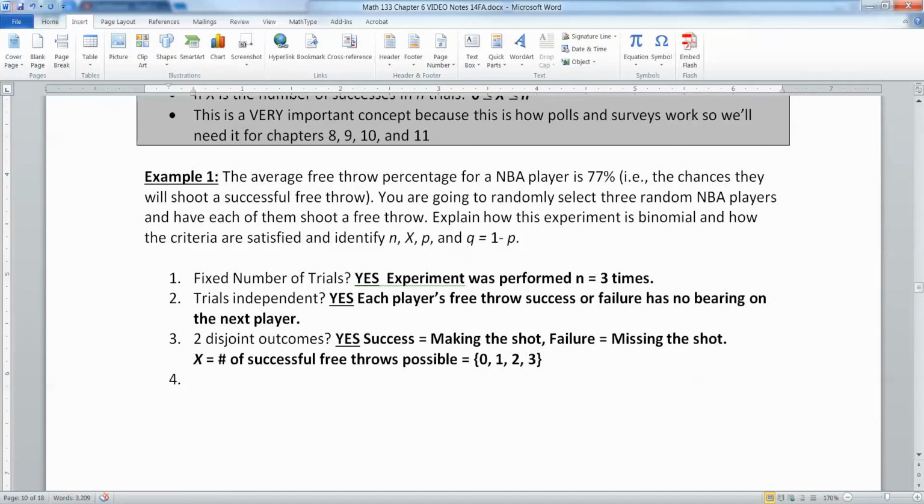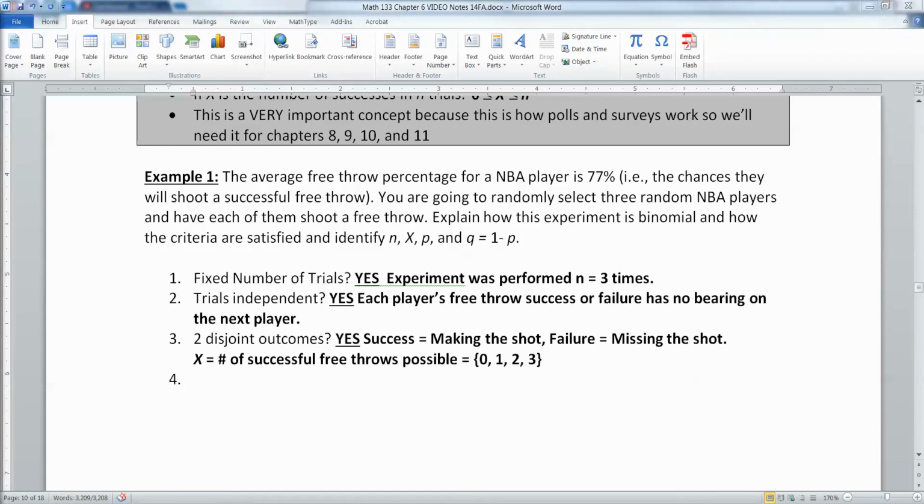All right, so the number of successful free throws is possible. You could have 0, all 3 of them miss. You could have one of them succeed. 2 of them, 2 different ones succeed, or 3, all 3 of them succeed. Those are your options for the number of successful free throws.